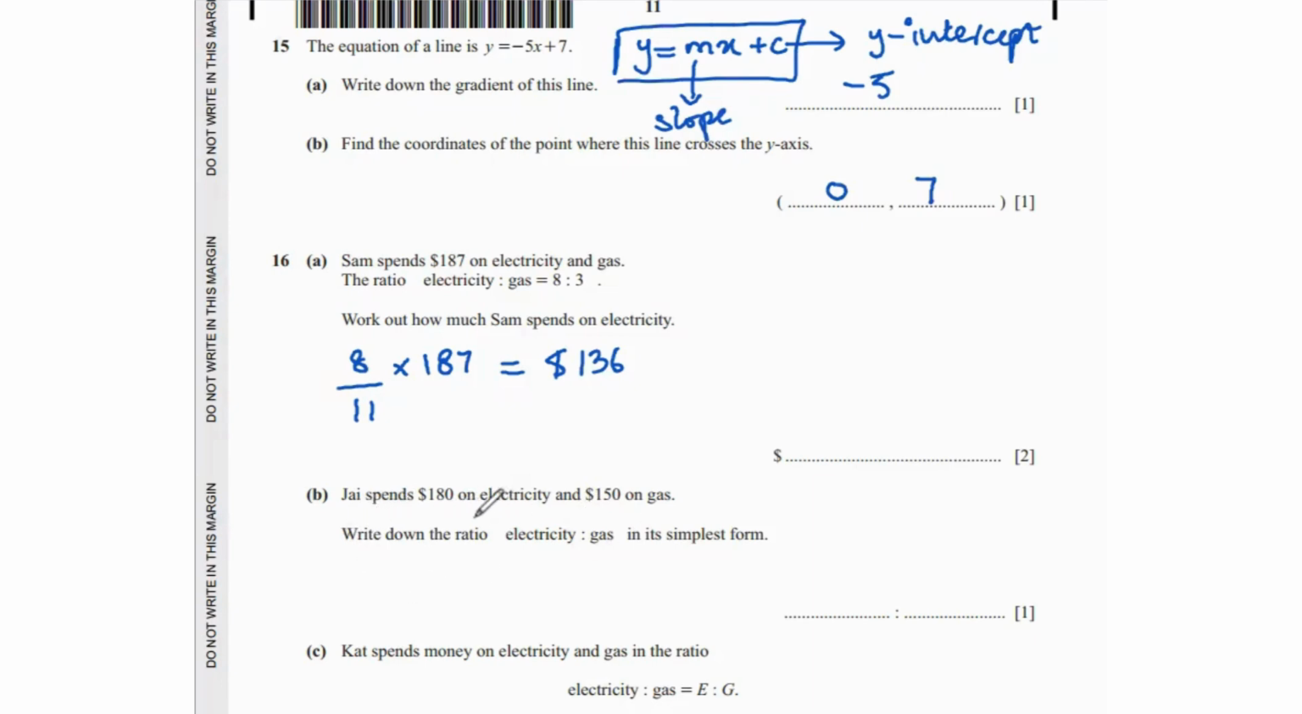Jay spends $180 on electricity and $150 on gas. Write down the ratio of electricity to gas in its simplest form. So 180 is to 150. The zeros get cancelled out. Both come in the 3 times table. It's going to be 6 is to 5. We cannot further simplify it because 6 and 5 don't come in the same times table.